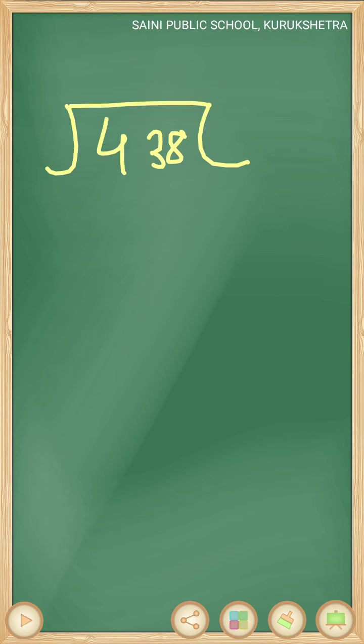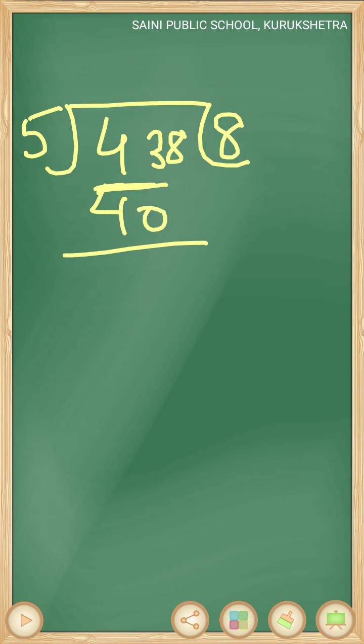438 divided by 5. We already know how we can divide a number by another number. Here 4 is less than 5, so we will take these two digits. Now 5 eights are 40. The nearest number in the table of 5 to 43 is 40. Now we will subtract these two numbers. 3 minus 0 is 3.